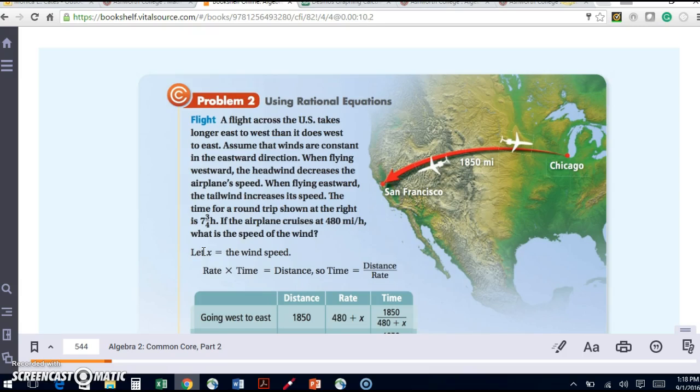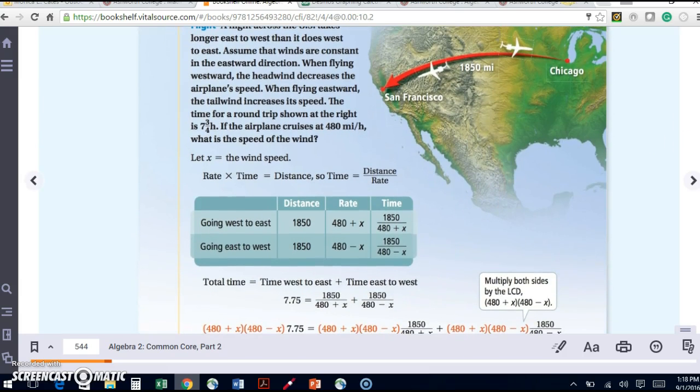The time for a round trip shown at the right is 7 and 3/4 hours. If the airplane cruises at 480 miles per hour, what is the speed of the wind? So we want to find out the speed of the wind. And so we say let x be the speed of the wind.